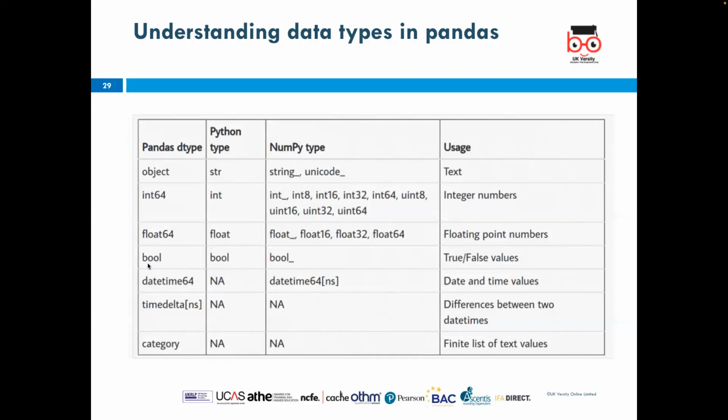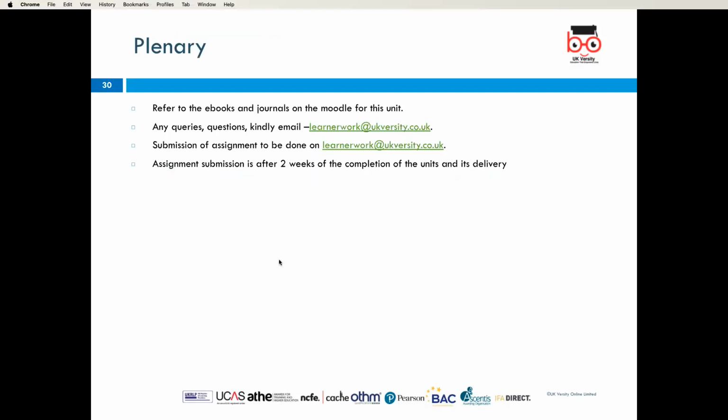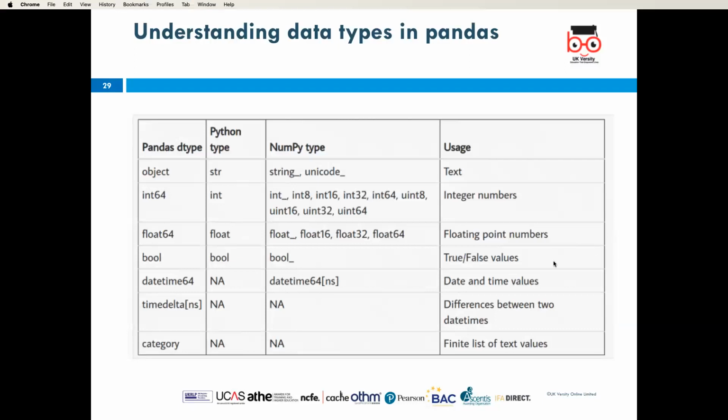We have bool. Bool is either true or false, 0 or 1. So this is the type in Python, and this is the type in NumPy. And we also have true false values.